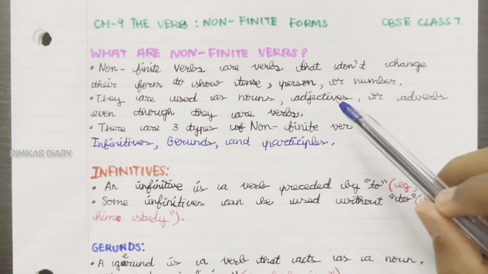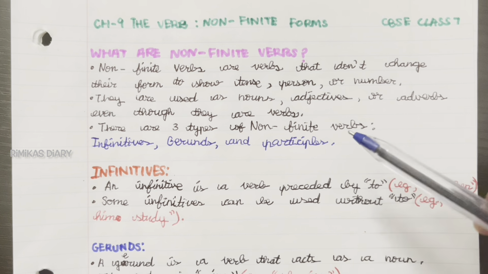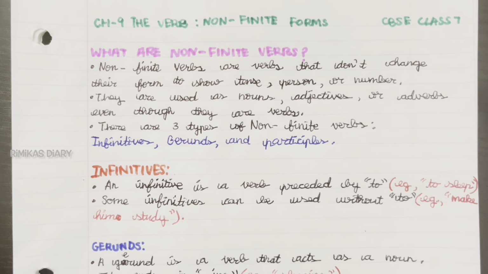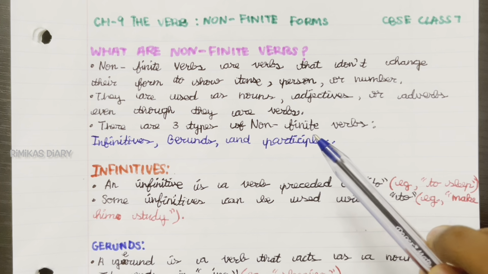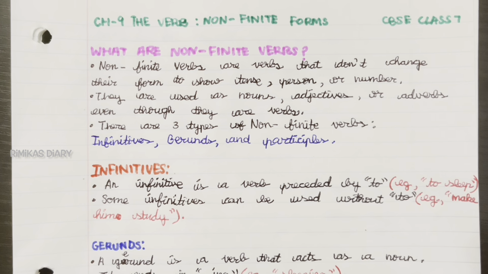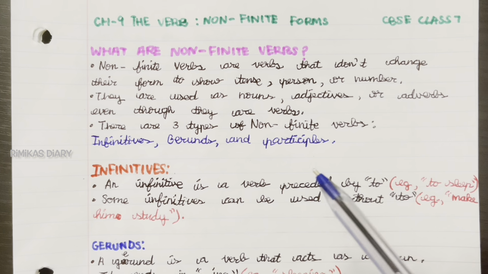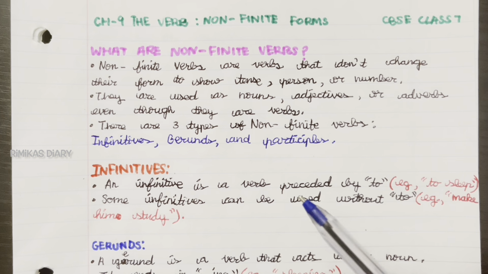Non-finite verbs are verbs that don't change their form to show tense, person, or number. They are used as nouns, adjectives, or adverbs even though they are verbs. There are three types of non-finite verbs: infinitives, gerunds, and participles.